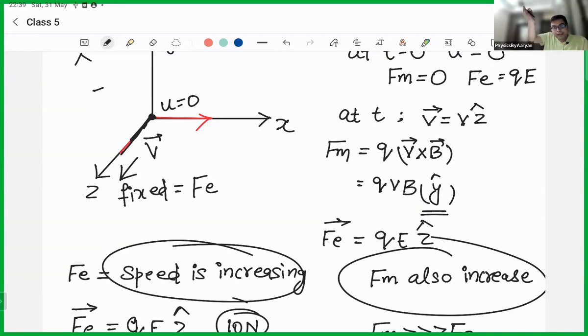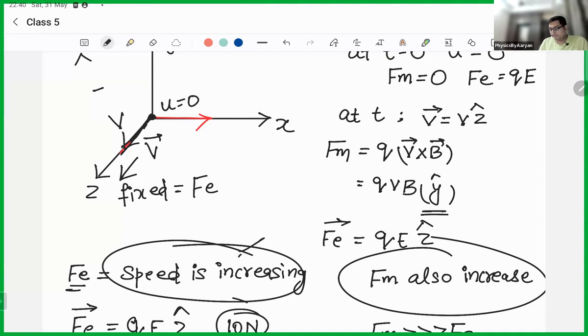Because of that force, the speed of the particle is changing. Initially the particle had no speed, but now it has some speed. After some time, it will have even more speed. And speed in which direction? Speed in the z direction. Its speed will keep on increasing, because of the electric force.